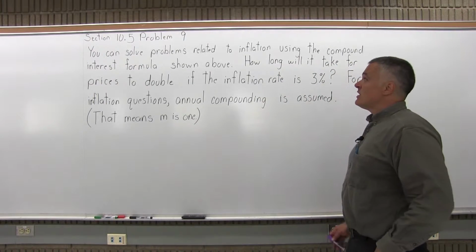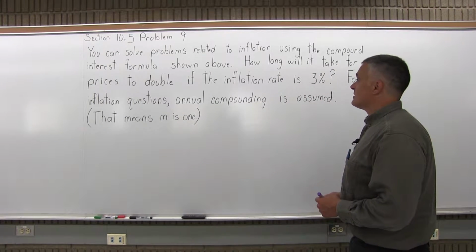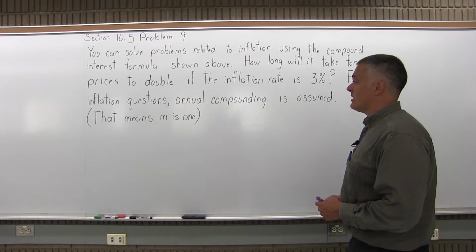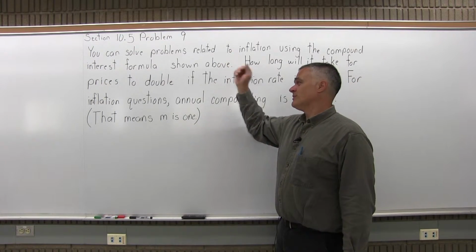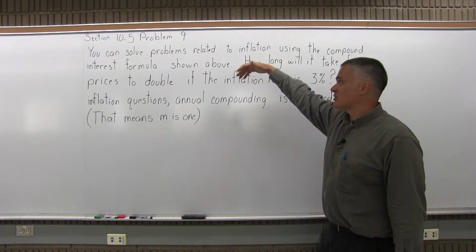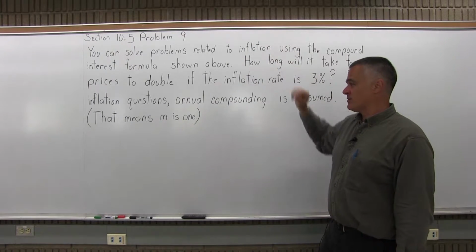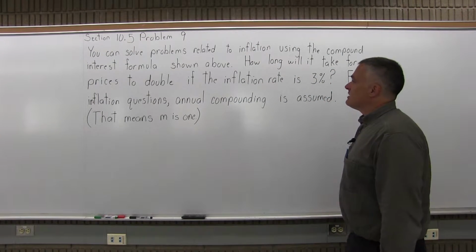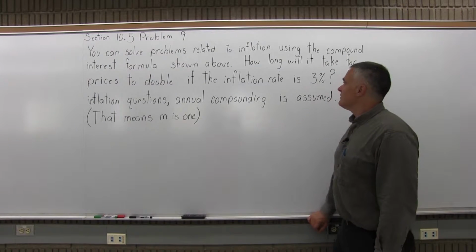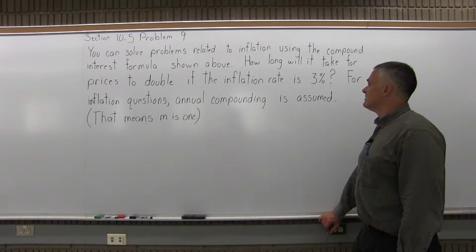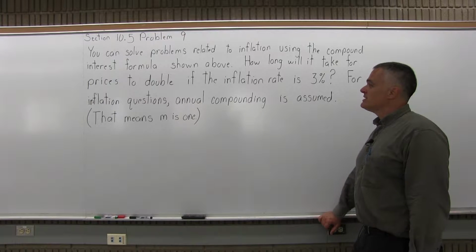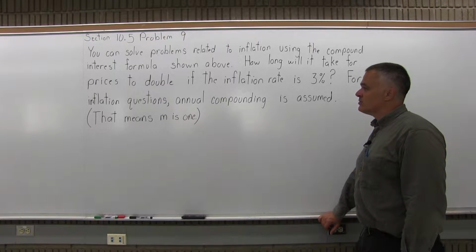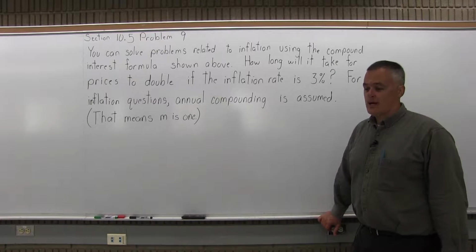It says you can solve problems related to inflation using the compound interest formula shown above. Now, on the board here, it's not really shown above, but printed in the homework, it's shown in the previous problem number 8. They remind you what the compound interest formula is. And it says, how long will it take for prices to double if the inflation rate is 3%? And it says for inflation questions, annual compounding is assumed, and that means that m is 1.